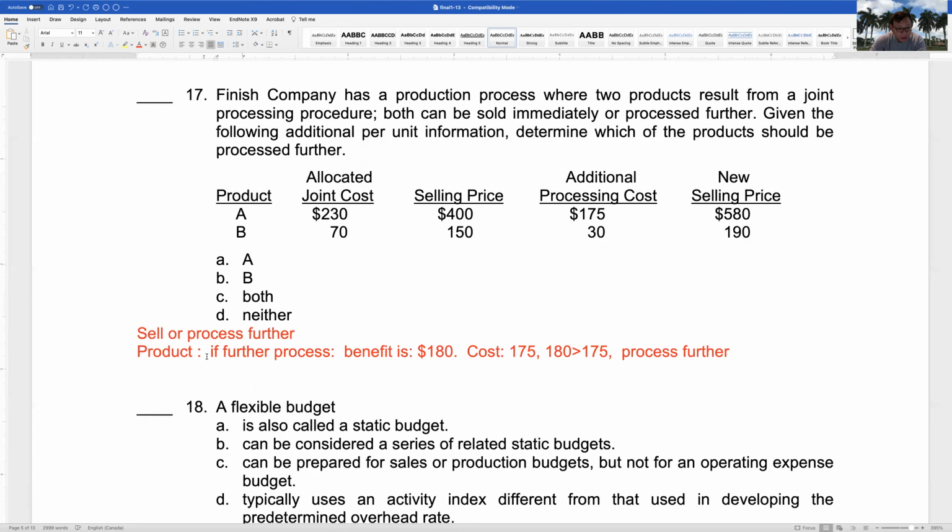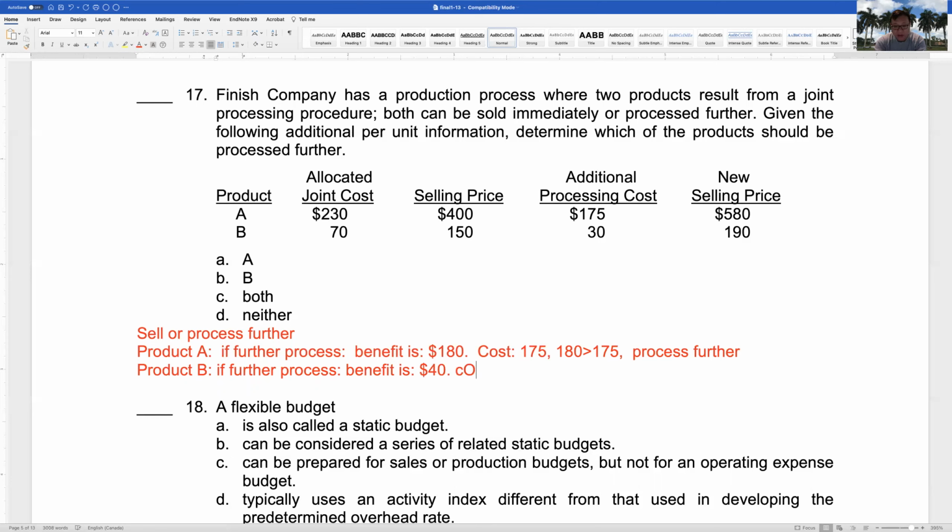Similar idea, product B. If further processed, what's the benefit? The benefit is you can sell it for a better price, from 150 to 190. So that's $40 more per unit. And what's the cost? $30 per unit. The benefit is more than the cost. Process further. So the answer is C. We're going to do both.